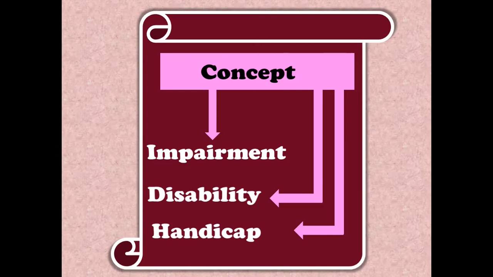So, the previous discussion may lead us to conclude that all these three terms, impairment, disability and handicap, have a perfect linear relationship, that is, one leading to the other. Impairment, disability and handicap. So, these are the concepts of these three terms.